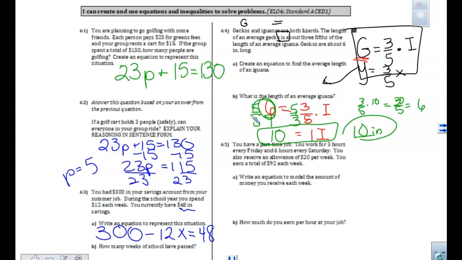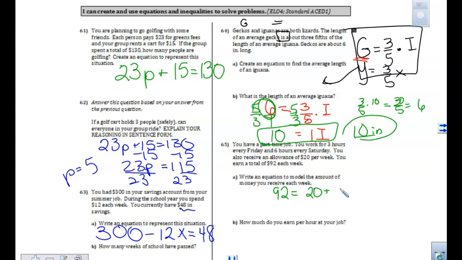So as you're looking at that one, don't make it harder. This morning, you work 3 hours Friday, 6 Saturday. You receive an allowance of 20. Your total earned is 92 for the week. What would be my first basic equation? 92. You like the number first, okay. Equals 20, yep, I get my allowance. Okay.